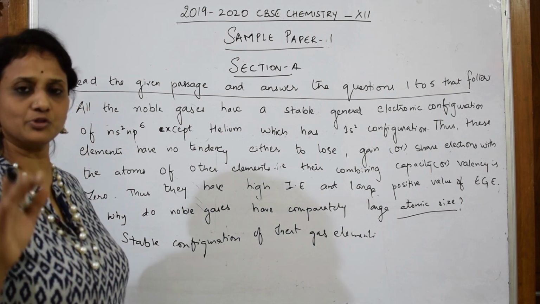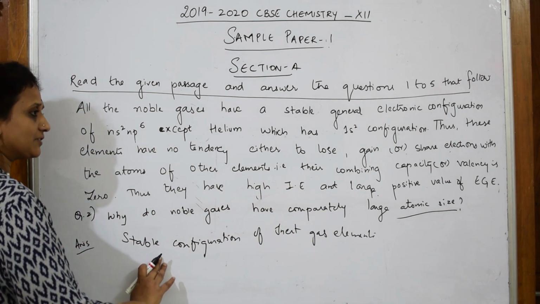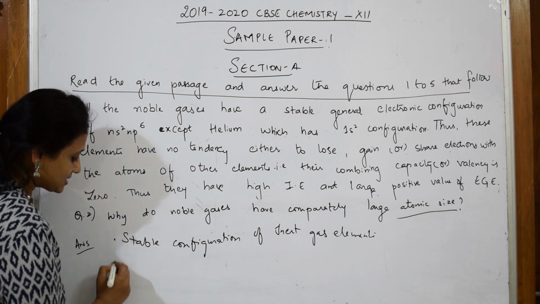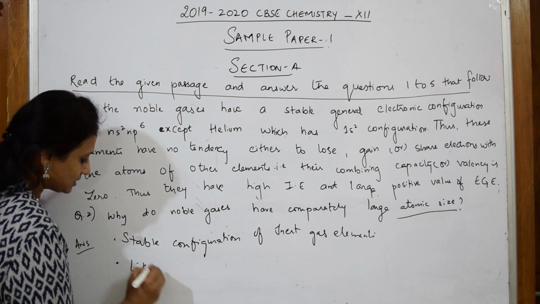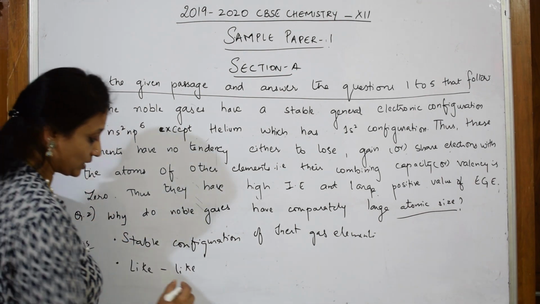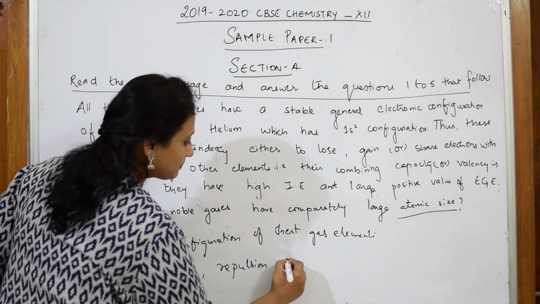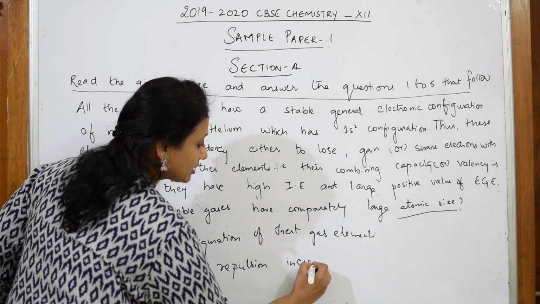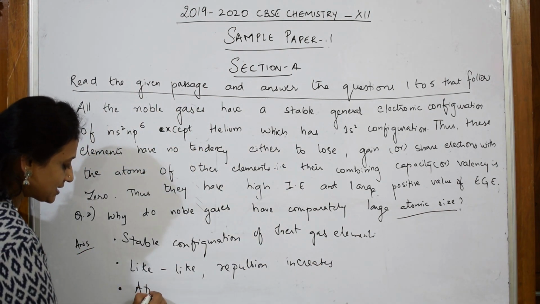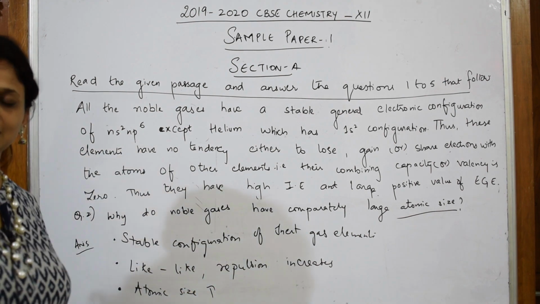The outermost shell will be filled with more number of electrons, stable configuration. So because of the stable configuration and the presence of more number of electrons, like repels like. When like repels like, what will happen? Repulsion increases. When repulsion increases, what will happen to the atomic size? Atomic size increases. So this is the easiest way to write.